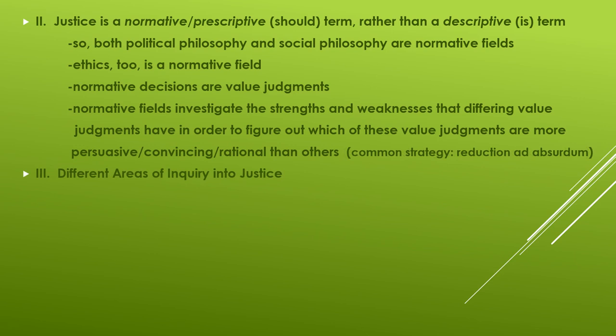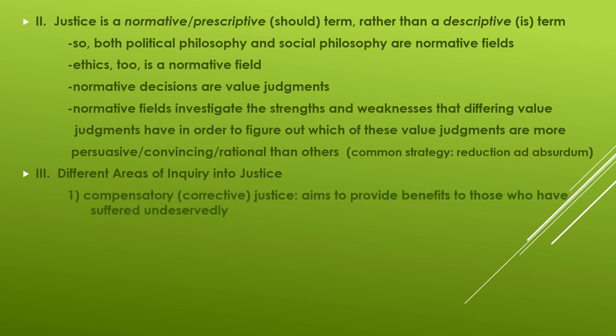There are different areas, as our text points out. When we talk about justice, there are different areas of inquiry. We can talk about, for example, compensatory justice, sometimes called corrective justice. And the goal here is to provide benefits for individuals or groups who have suffered undeservedly. That is, through no fault of their own, they've been sort of shortchanged.